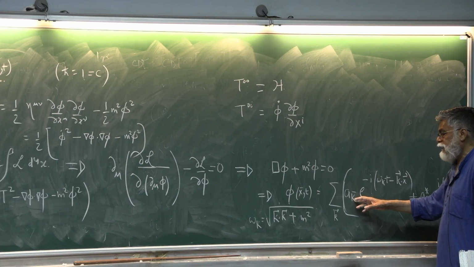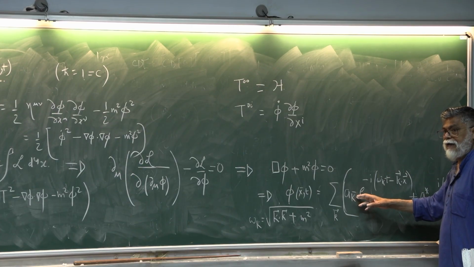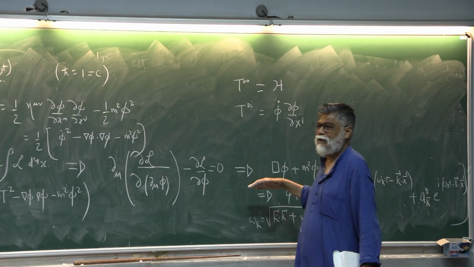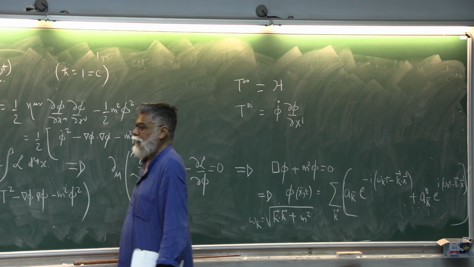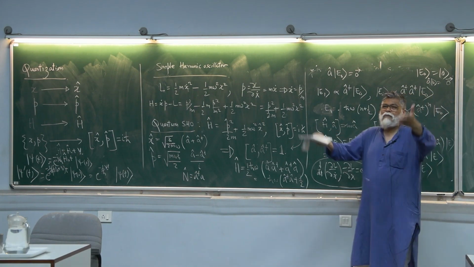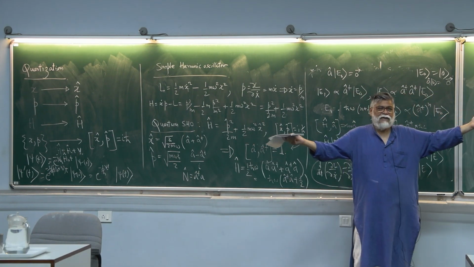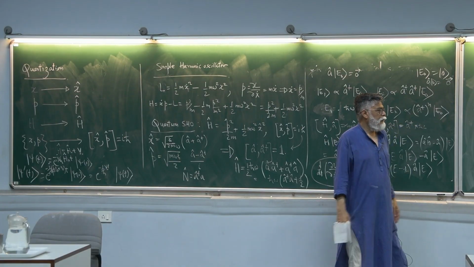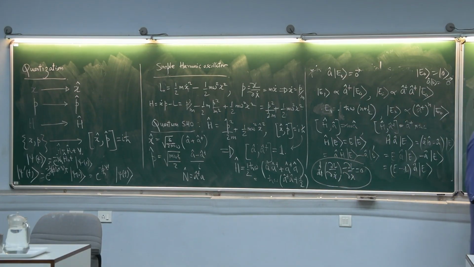For any arbitrary wave vector k, this term is a solution of the Klein-Gordon equation. And because the Klein-Gordon equation is a linear differential equation, if there is a mode k for which this is a solution, for any mode k it will be a solution, because the box plus m square operator is a linear operator. In other words, linear superposition is valid. So I am superposing every mode.